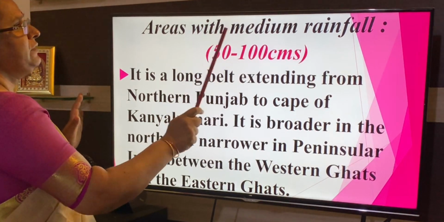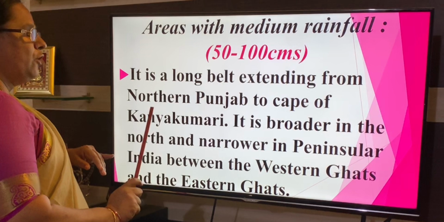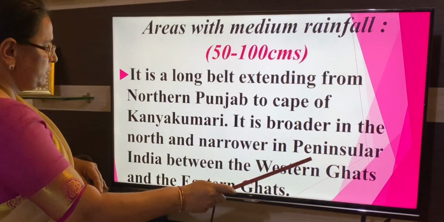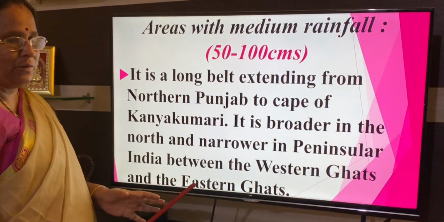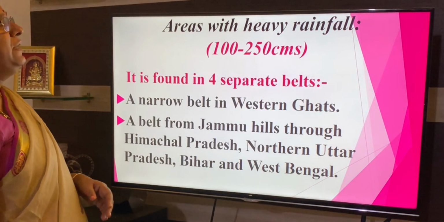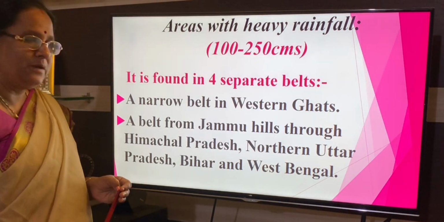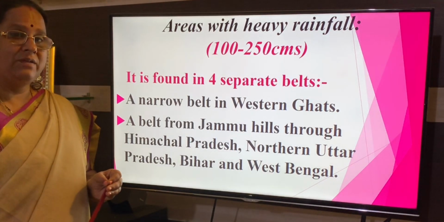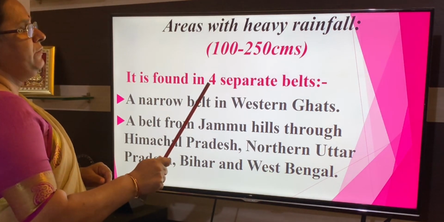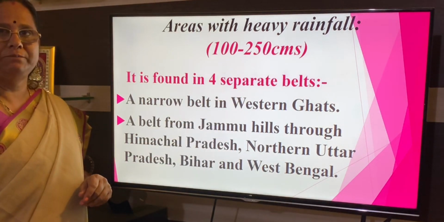So the area with medium rainfall is 50 to 100 centimeters, and this extends from northern Punjab to Cape of Kanyakumari, and in the peninsular plateau it is narrow between Western Ghats and Eastern Ghats. And next we are learning about the heavy rainfall region. Already I mentioned a place where we receive heavy rainfall. You remember about those? Now before learning that, we will learn about four separate belts which are divided on the basis of this heavy rainfall.